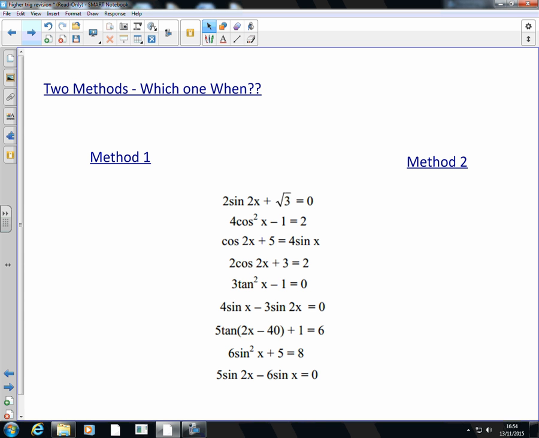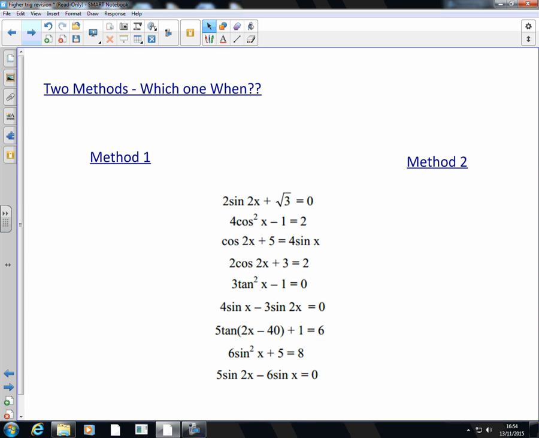Method 1, I'm going to use when you have only one trig expression in the formula. So only one sine, only one cos, only one tan, and nothing else there to do with trig. Method 2 is when you have two different trig terms. So you have a cos 2x and a sine x, or a cos 2x and a cos x, or a sine 4x and a cos 2x.